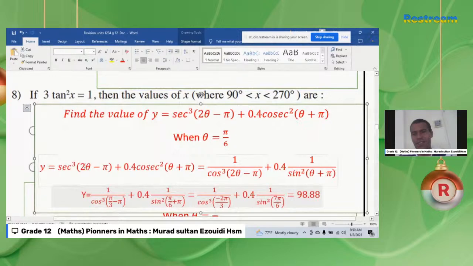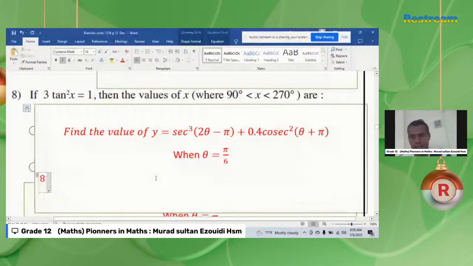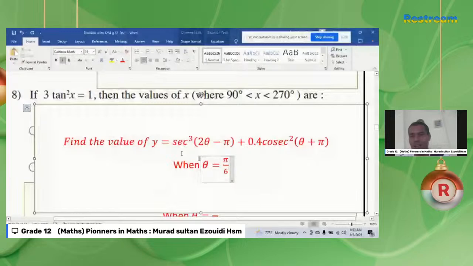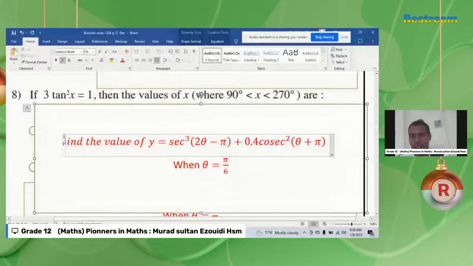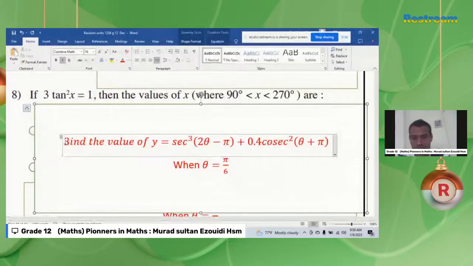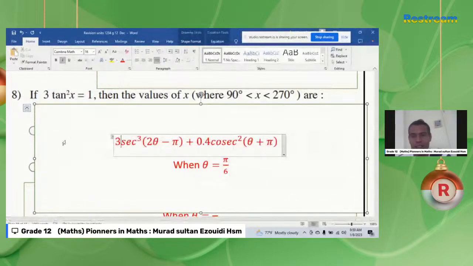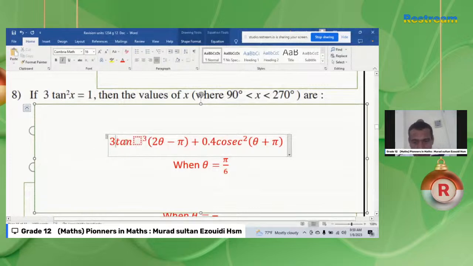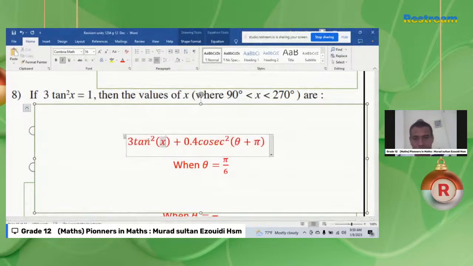Okay, now learners, the question is: 3 tangent squared of x equals 1. This is your equation.